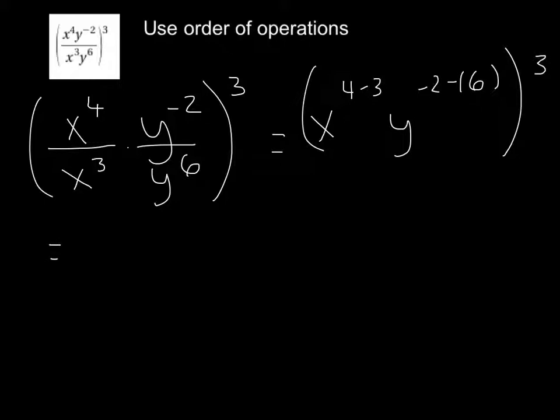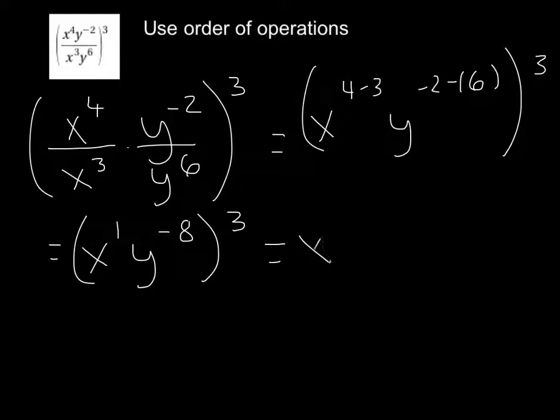So now we can actually do some arithmetic here and get x to the first power, y to the negative 8th power. This is still all raised to the third power. Now, there's two different ways you can approach this problem from this point. You can evaluate y to the negative 8th power, because this is a negative exponent, and apply the negative exponent property, or you can apply the power of a power rule, because we have x to the first power, y to the negative 8th power, both of those raised to the third power. So I'm going to go ahead and just use the power of a power rule here.